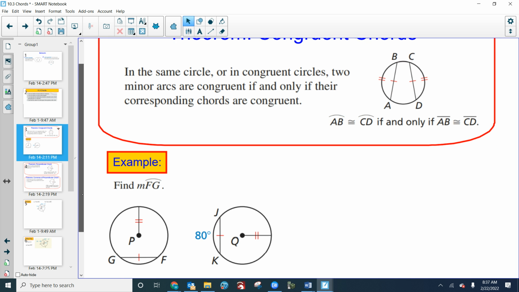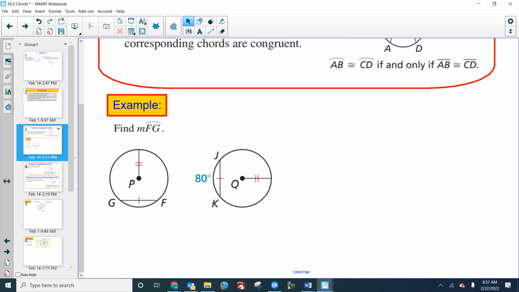All right? So here you go. This is what you're looking for. What do you notice? Those double tick marks mean congruent. These circles, they're not just similar, they are congruent circles. They have the same radius. So if KJ is 80 degrees, then GF or FG, real easy, 80 degrees.